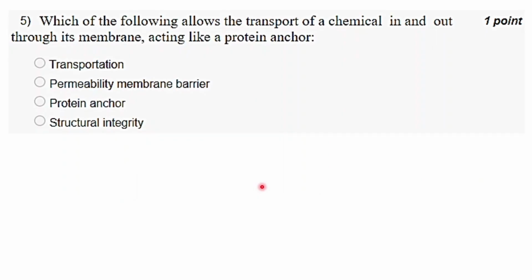Which of the following allows the transport of a chemical in and out through its membrane, acting like a protein anchor? Anybody? Okay, so the correct answer will be permeability membrane barrier.